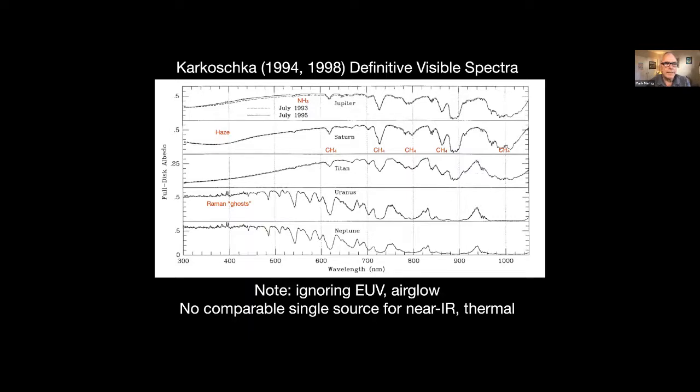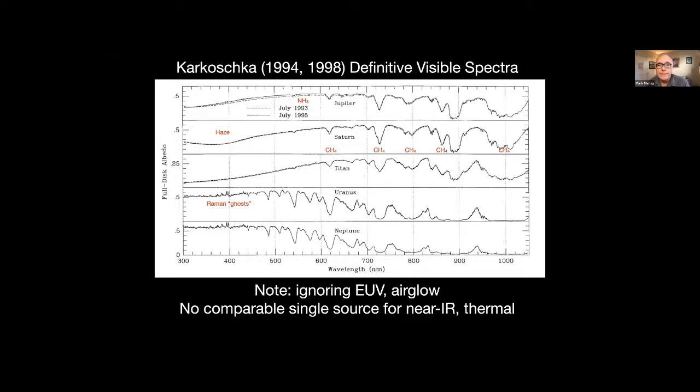And this is a full disk geometric albedo of Jupiter, Saturn, Uranus, and Neptune, and Titan as a bonus in the middle, by Eric Karkashka. And this is pretty much the definitive visible full disk spectra for the giants. And the way he did this is he put the slit down in the sky for his spectrograph and let the planet drift across it, and then integrated the whole time to get a mean spectra of the planet as if there was an unresolved disk.